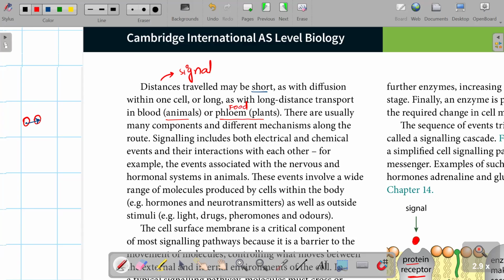Different parts of the plants are at different positions. So when food is formed at one place, it will be transported to all the different parts. In this way, the signal is traveling a longer distance. This is what they are talking about. There are usually many components and different mechanisms along the route. Obviously, there will be different mechanisms happening.